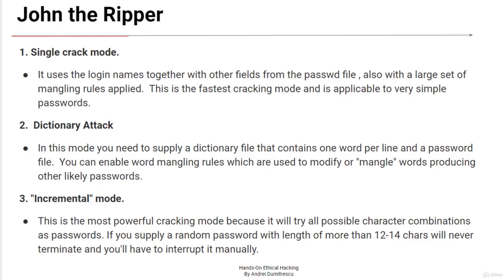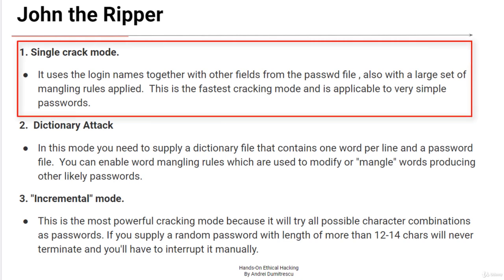Before starting John, let's talk a little bit about the available cracking modes. There are 3 cracking modes available: single crack mode, dictionary attack, and incremental mode. Single crack mode is the mode you should start cracking with. It will use the login names together with other fields from the password file, also with a large set of mangling rules applied. This is the fastest cracking mode and is applicable to very simple passwords.